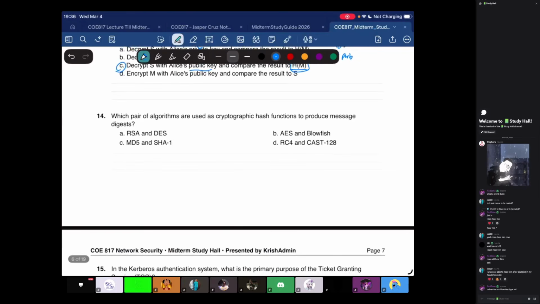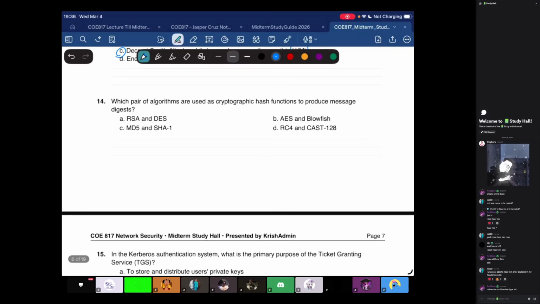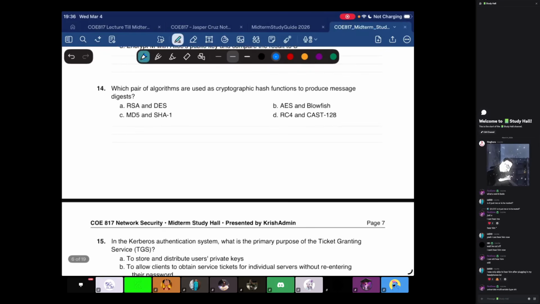Okay. Which pair of algorithms is used as cryptographic hash functions to produce message digests? We also did this question earlier in the MCQs. And sorry, true false. It is MD5 and SHA-1.